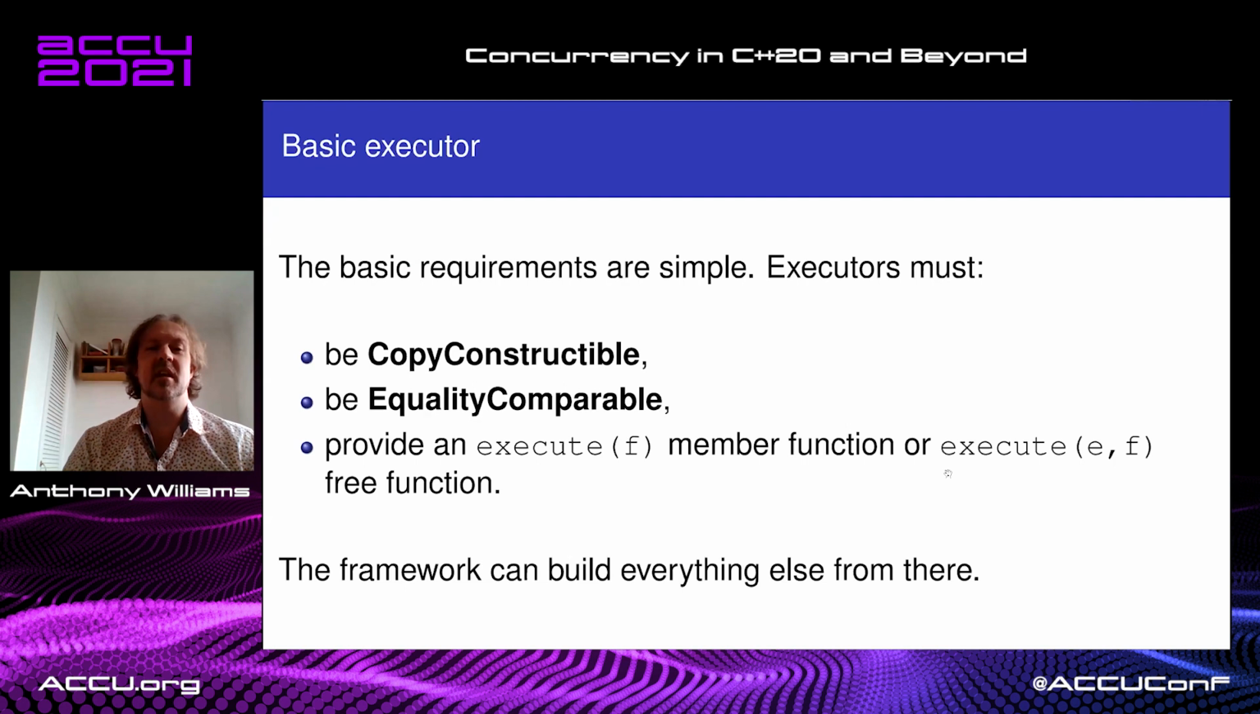At the fundamental level, they're really simple. An executor is something you can copy around and check to see whether it's the same thing as something else. And then you can execute something on it. And then the framework builds everything else. So obviously, if you've got a thread pool, the executor is not going to be the thread pool itself. You're going to have some sort of handle to that thread pool. But fundamentally, that's what you get.